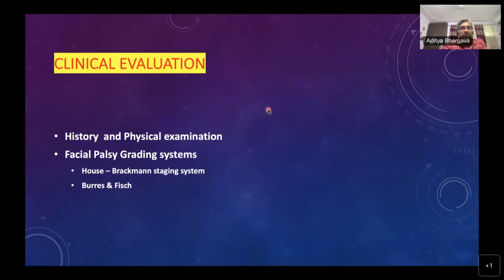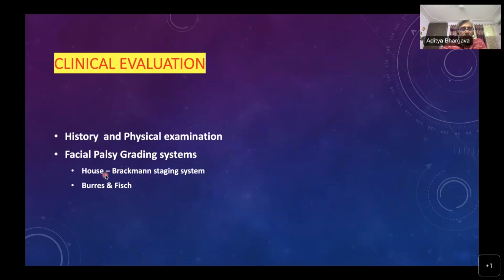How do we clinically evaluate a facial nerve paralysis case? There are two ways. One is complete history and physical examination, including complete head and neck examination as well as pertinent neurological examination. According to that, we grade the facial nerve paralysis according to various systems. The most common is the House-Brackmann staging system.